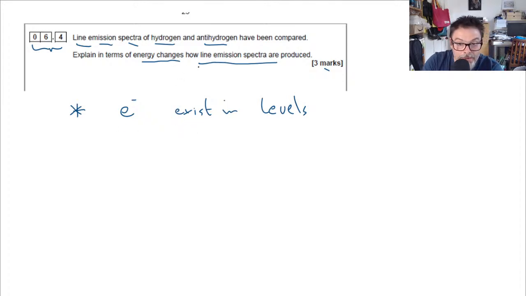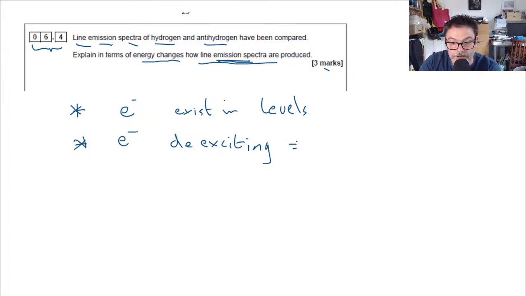Now, it's talking about emission spectra. So are we exciting or de-exciting? Well, we're de-exciting. We're going down. So your next point is going to have to say something about electrons de-exciting. Now, you don't have to use the word de-excited. You could just say drop to lower levels. But as that happens, you might want to say something along the lines of emitting a photon.